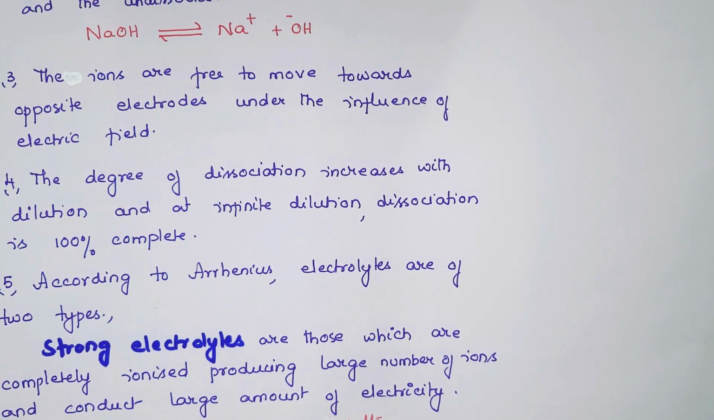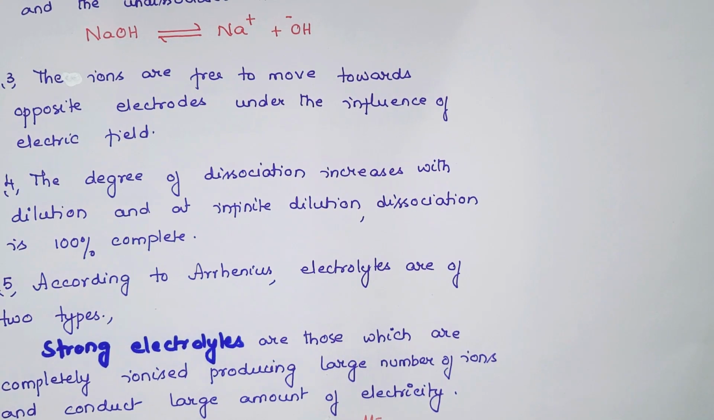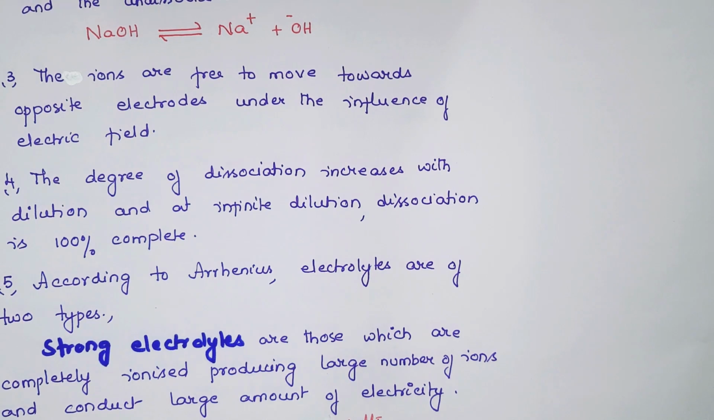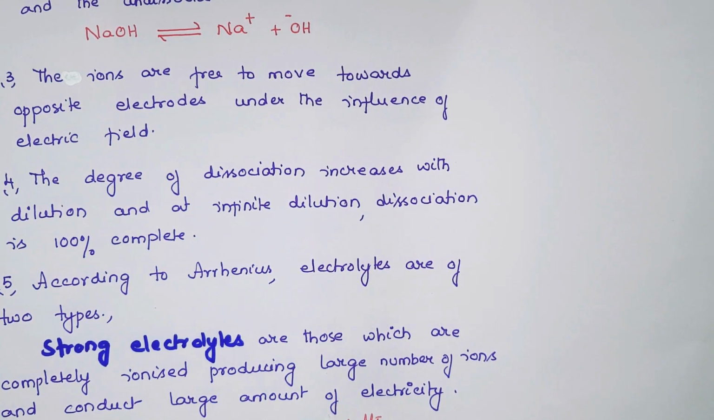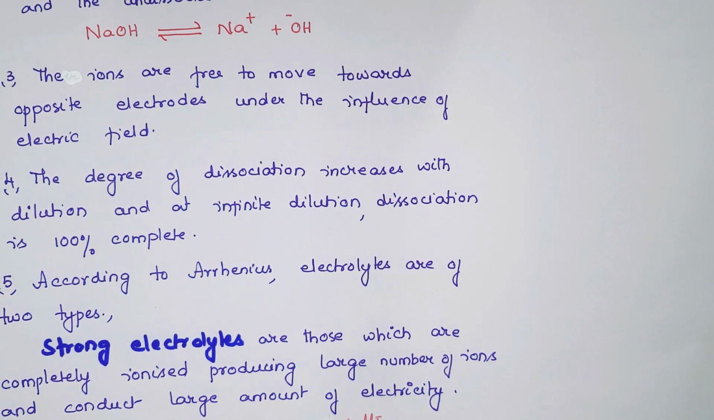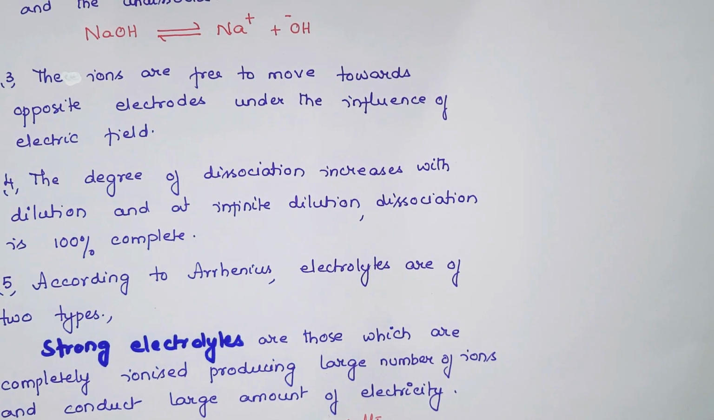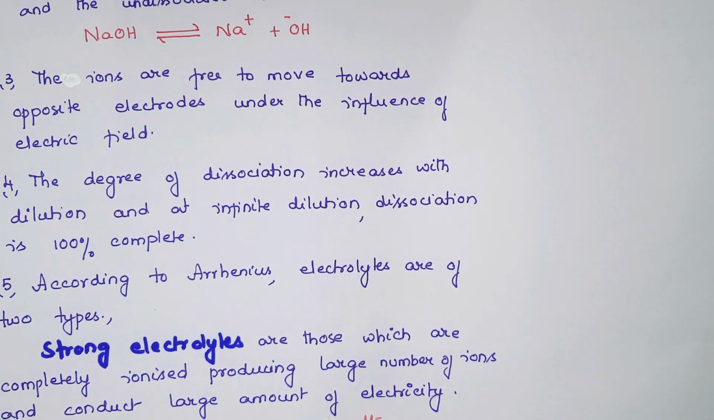So on dilution, what happens? The degree of dissociation increases. That means the number of ions will be increasing on dilution. And at infinite dilution, what is infinite dilution? At the maximum level of dilution. That means after this point, there is no part of the undissociated electrolyte. So at this infinite dilution, we can say that dissociation is 100% complete.